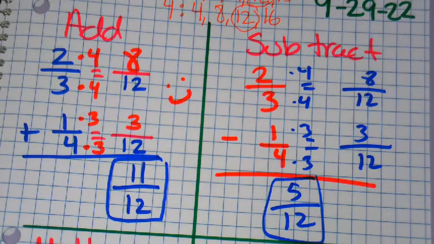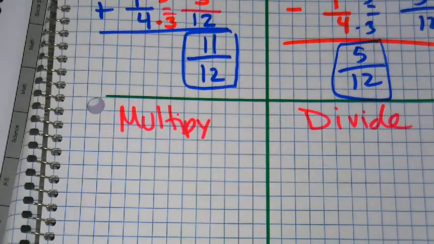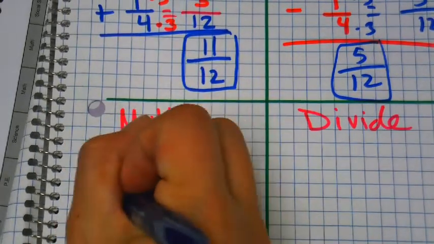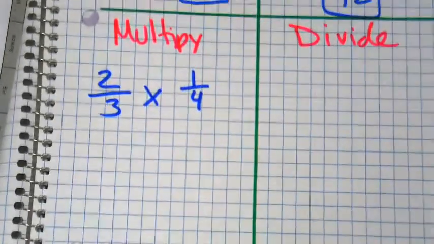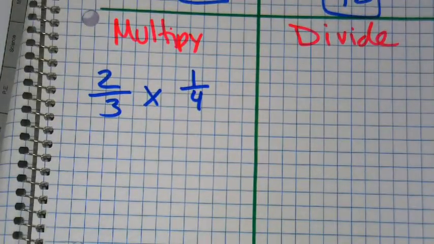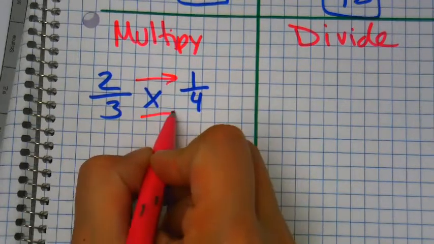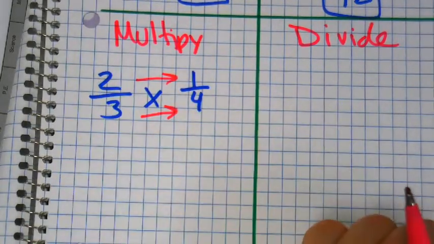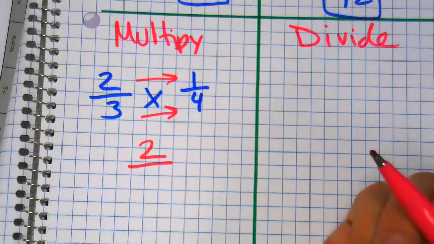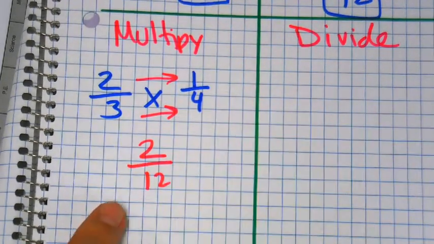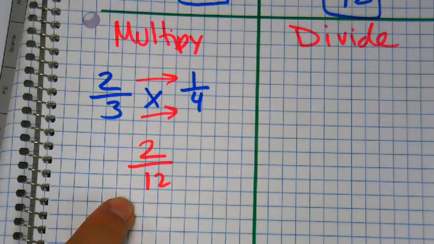Okay, let's multiply them. Are we ready to multiply them? 2/3 times 1/4. What do I do? You can multiply across. If you multiply across, what's 2 times 1? 2. What's 3 times 4? 12. If you type in this answer, will you be right? No. You won't. Because why?